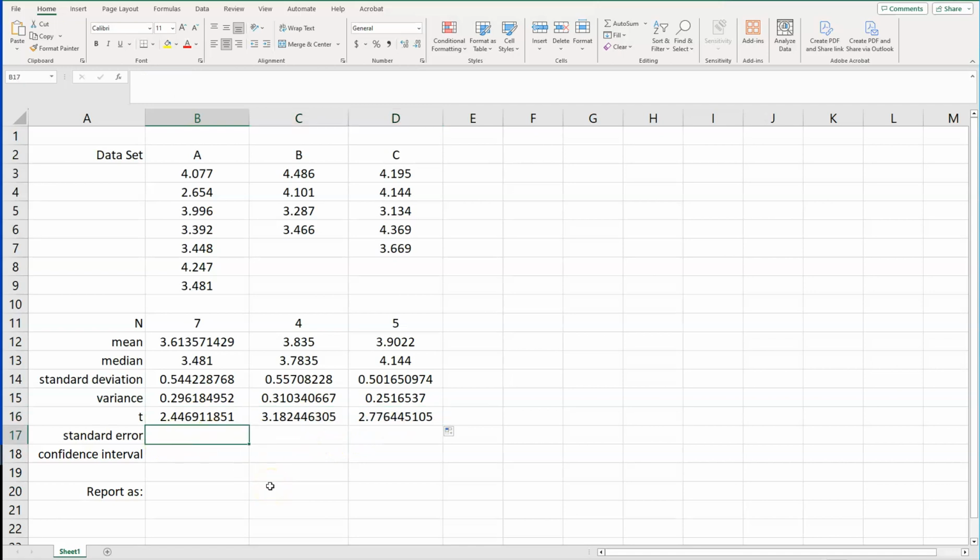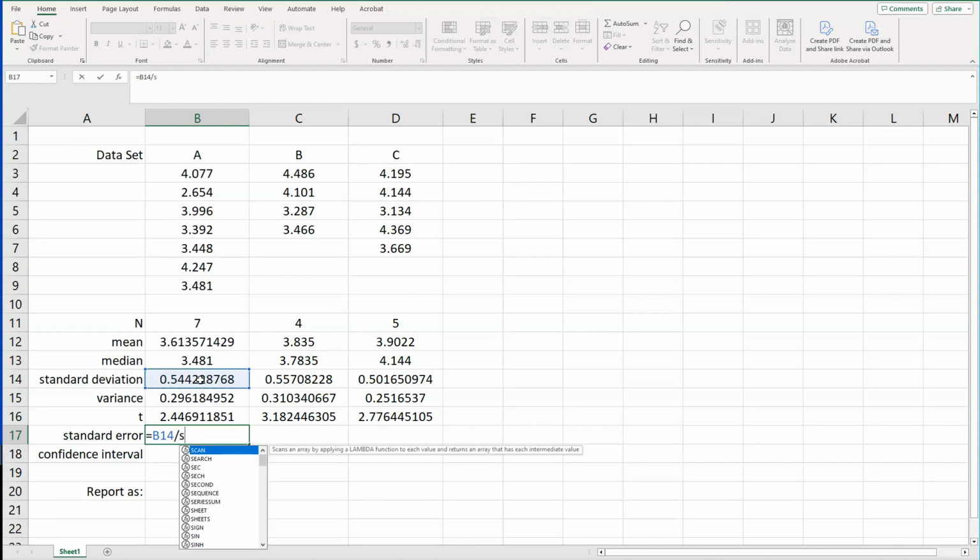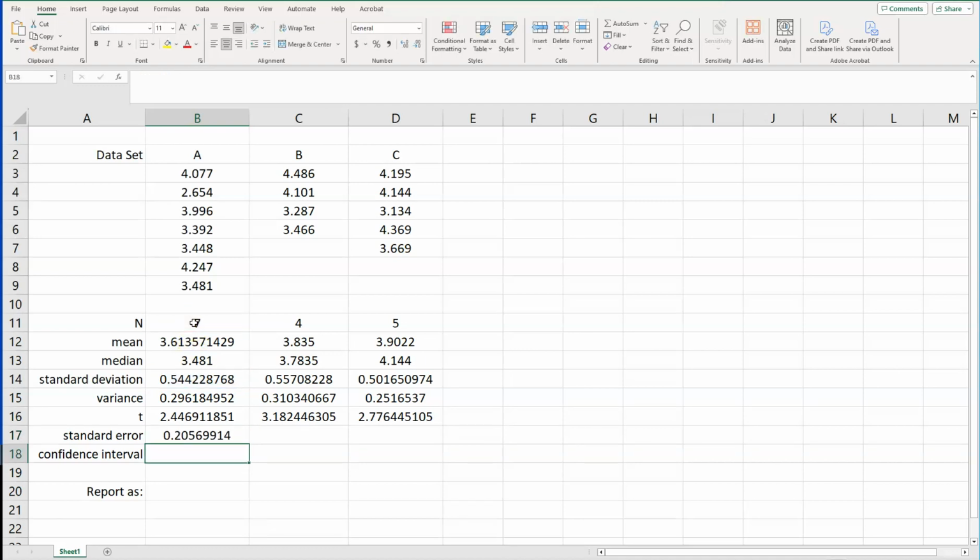Now the standard error. The standard error is the standard deviation divided by the square root of the number of measurements. So I can say it's equal to the standard deviation divided by the square root, SQRT, of the number of measurements. And we'll drag that over and get it for the other two data sets.